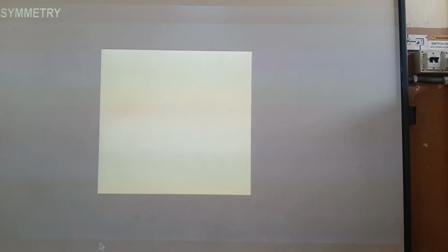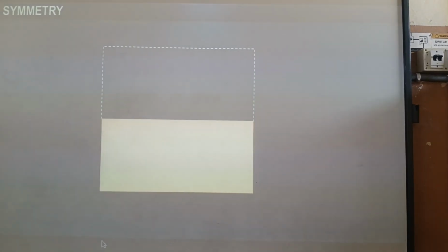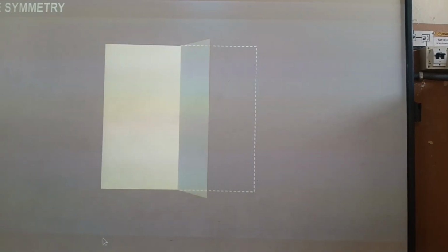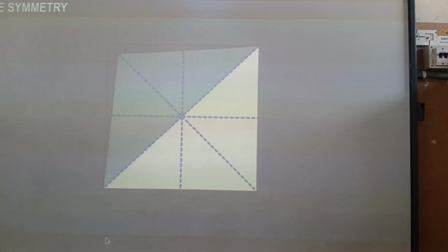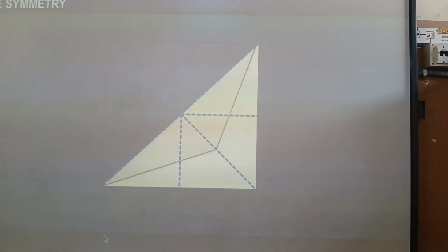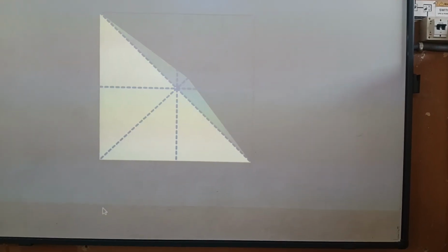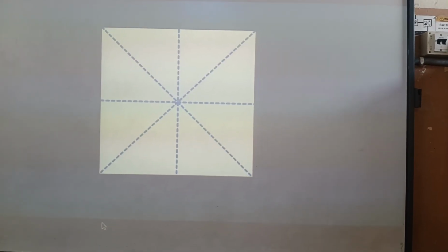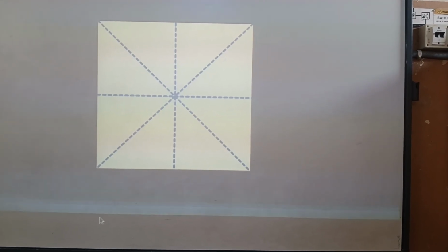Here is a square. Let us explore its symmetry along the horizontal and vertical lines passing through its middle, and also the lines along its two diagonals. Thus, we see that a square has four lines of symmetry.